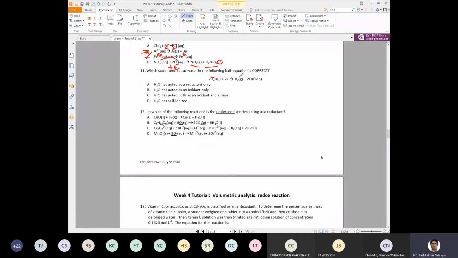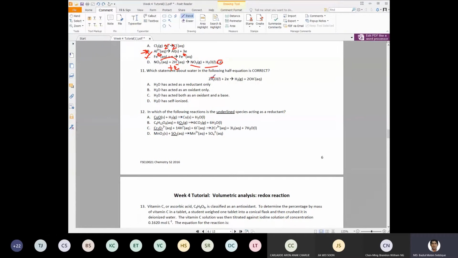So here hydrogen becomes 0, and for the hydroxyl, what will be the oxygen? Let me check. Hydrogen is positive 1, and then there is negative 1, so it is X. So oxygen is still negative 2. That is why the hydrogen goes from positive 1 to 0, it becomes reduced.